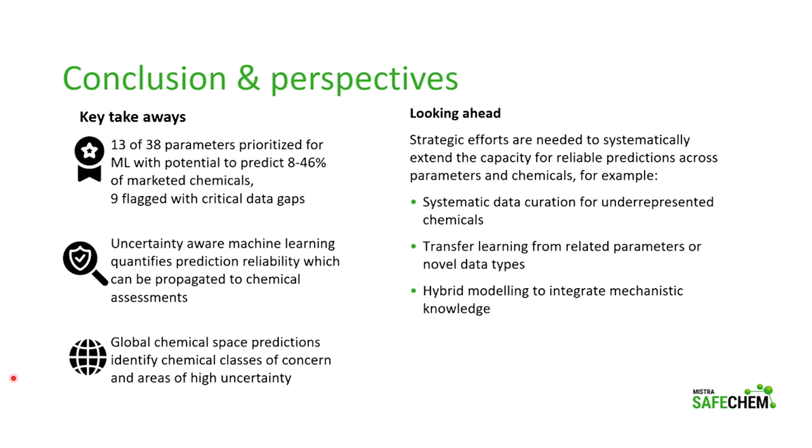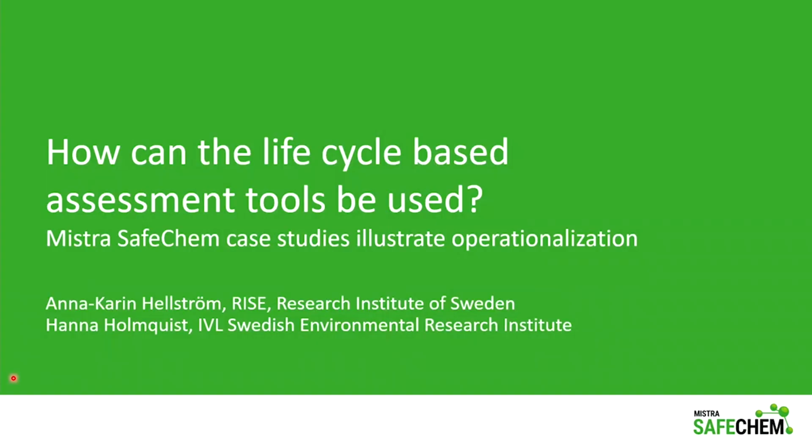Some of the ways that we see this might be done is through systematic data curation for underrepresented chemicals. We can do some transfer learning from related parameters or novel data types, and we might also be able to do hybrid modeling to integrate mechanistic knowledge. These are some of the things I hope we might be able to address in our second phase of Mistra SafeChem. But for now, I will hand over the word to Anna-Karin and Hanna Holmquist.